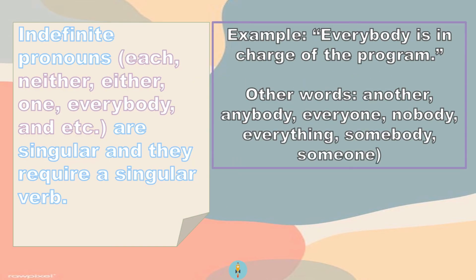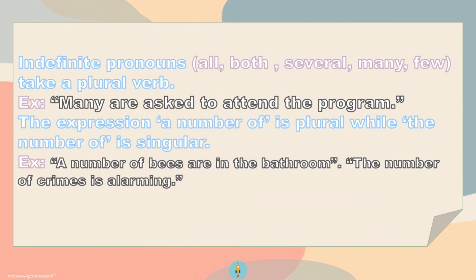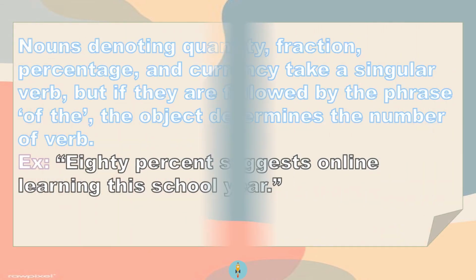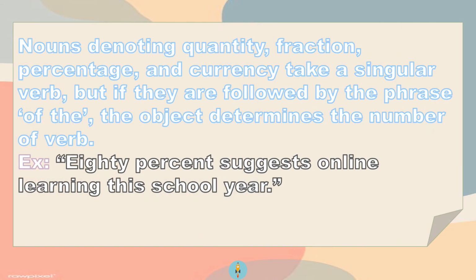Indefinite pronouns can either take singular verbs or plural verbs. The expression "a number of" is plural, while "the number of" is singular. Nouns denoting quantity, fraction, percentage, and currency take a singular verb, but if they are followed by the phrase "of," the object determines the number of the verb.